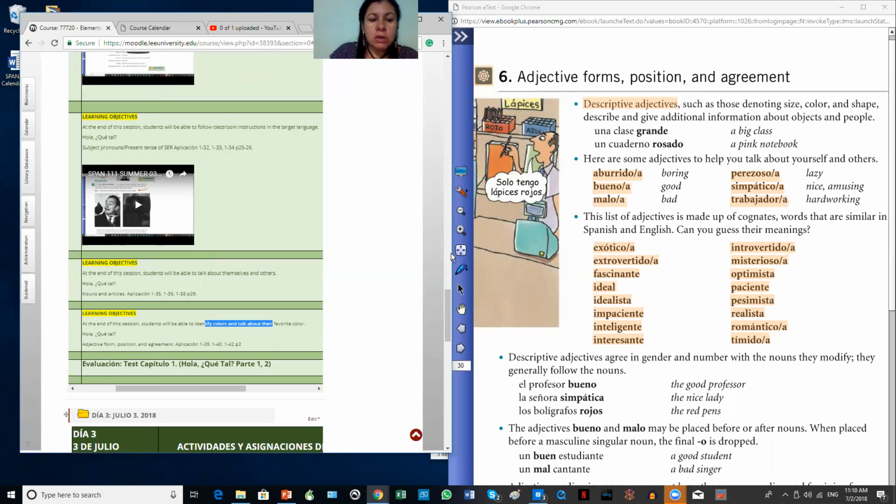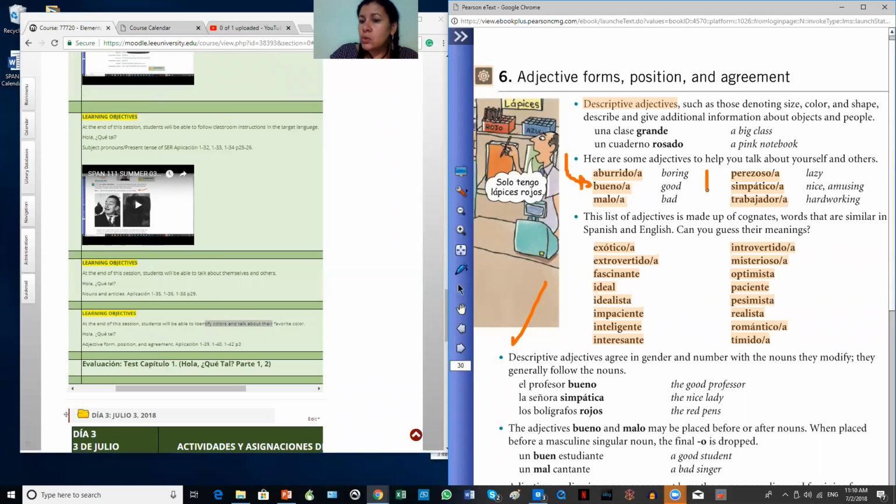Okay. So if we go to page 30 here in the textbook, we find adjectives like aburrido, bueno, malo, perezoso, simpático, and trabajador, that you might not be able to guess their meaning, their translation, but there are some cognados that you are able to identify. Look at this: exótico, extrovertido. And let me share with you.